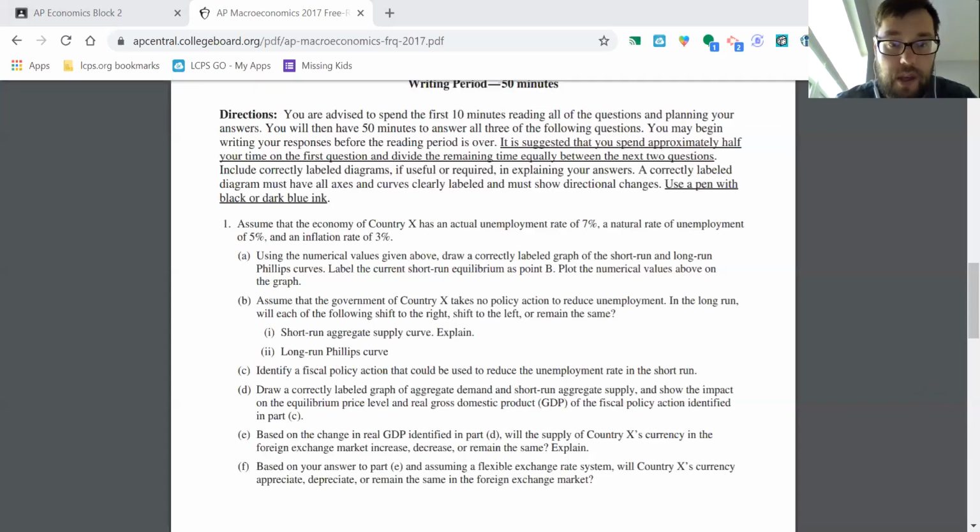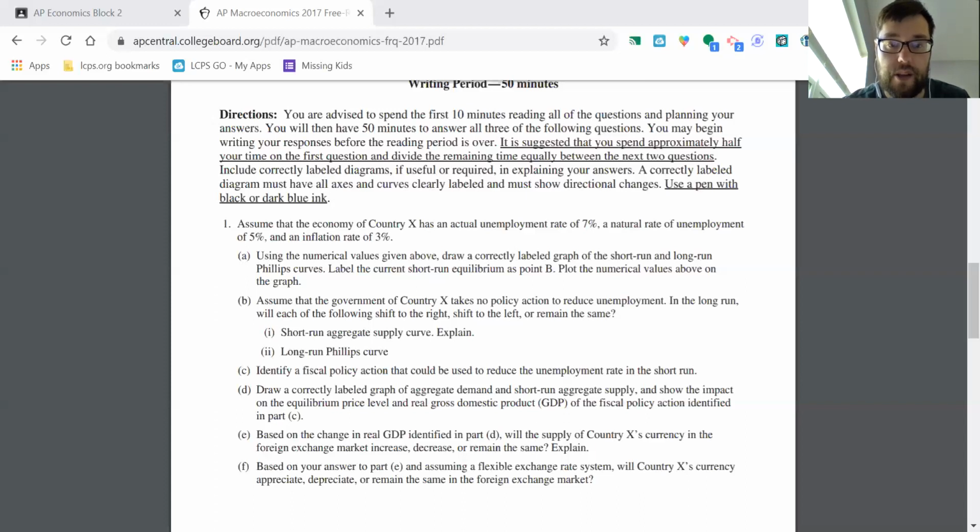Screen sketch. There we go. Okay, so short run aggregate supply curve would shift right. And I just walked through that explanation. Again, it's very helpful here to quickly sketch out the graph. Make sure you get your situation correct because you have to recognize that you're in a recessionary gap there.